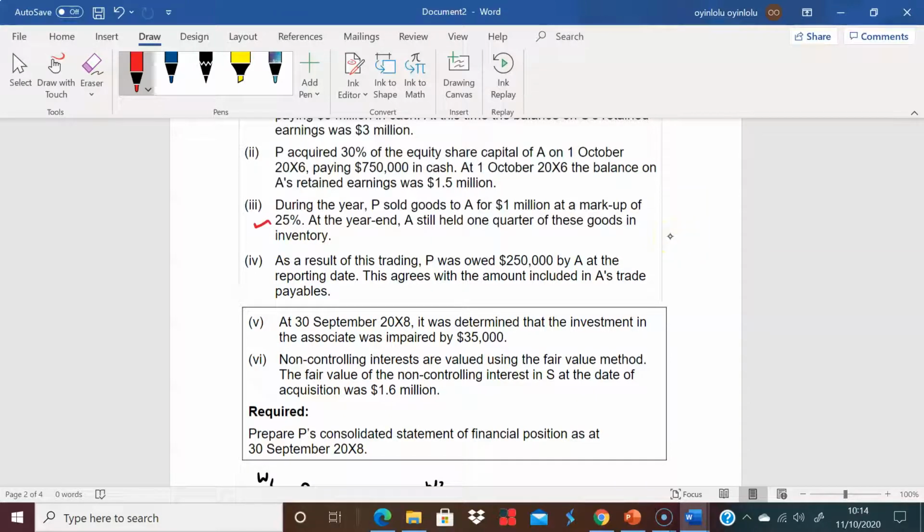So it says that the P was owed 250,000 at the reporting date. Like I said to you, we don't do anything with any intercompany trade. We don't touch it. That's fine. Leave it. It's external enough. We only have significant influence. It's not enough to exclude or remove. So this is fine. We leave that alone. And it says that the investment was impaired by 35,000. So I need to impair that figure.